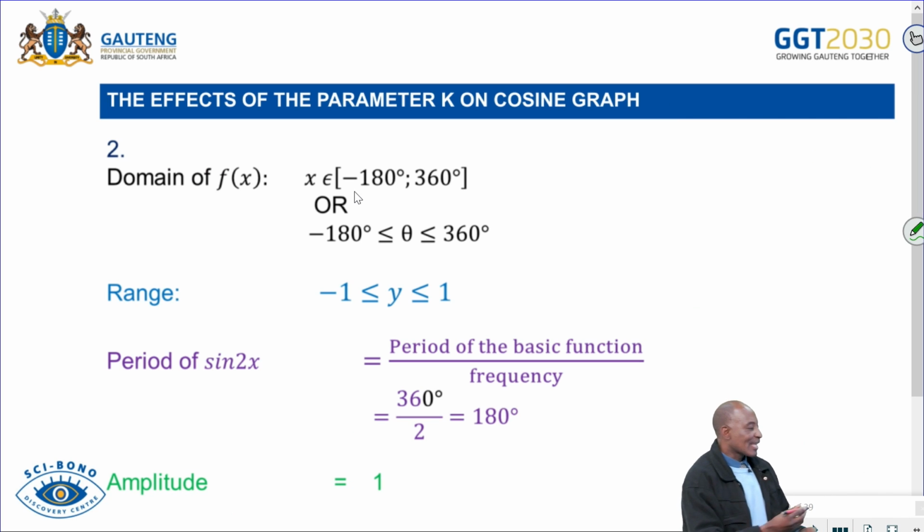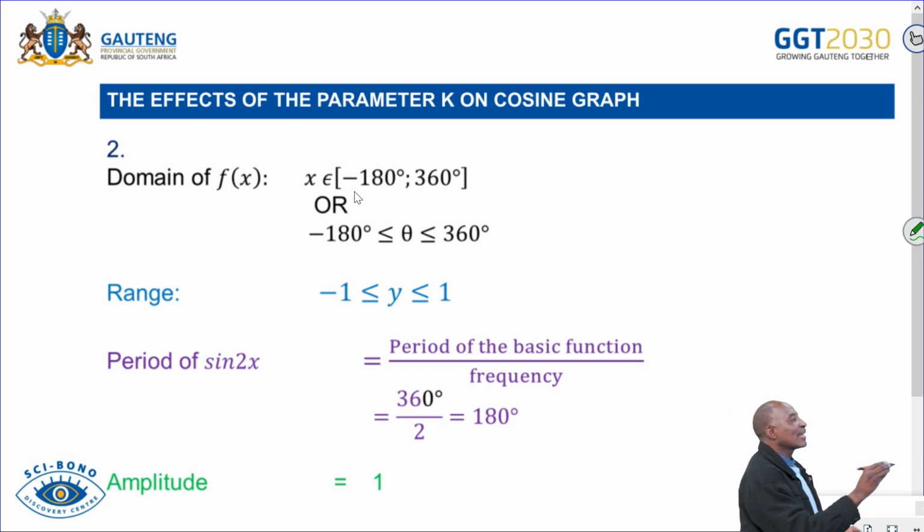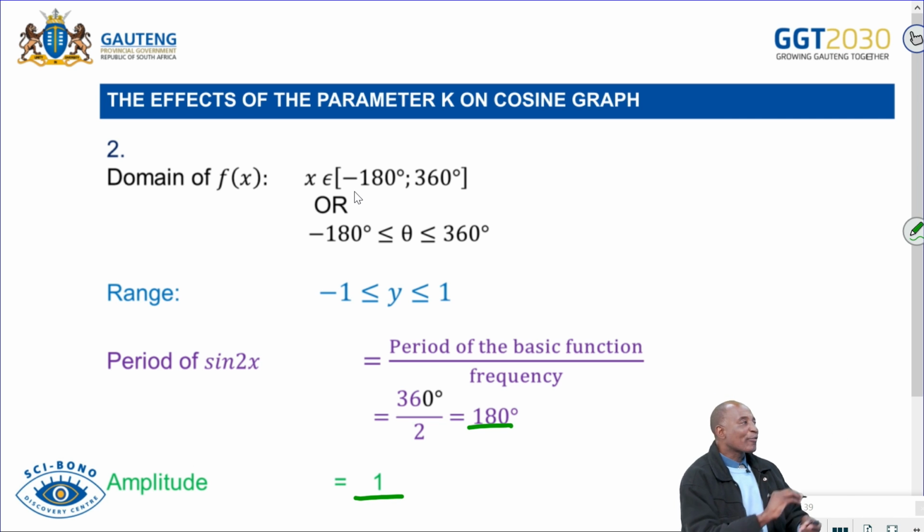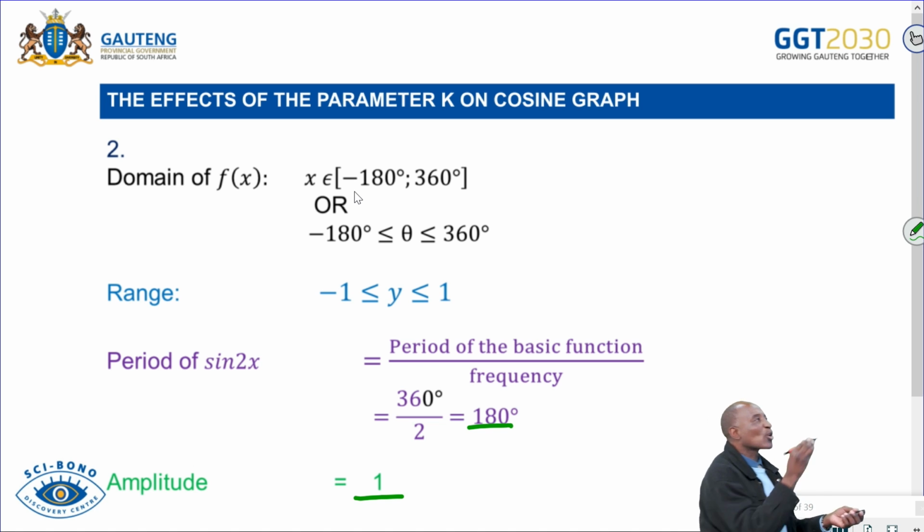Okay, same as the sine, our range is still negative 1 to 1. It's not affected. Then our period is affected. It comes down to 180. Otherwise, our frequency is 2. Then the amplitude still stays at 1. And so far, what I've observed is that when I introduce a k, what's affected so far is the period and the frequency of the graph, to say how many times do I expect to see that particular graph.